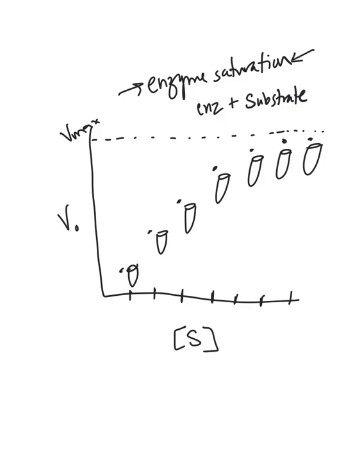So that's how you get to see initial velocity gets higher and higher the more substrate you start with. And if you provide so much substrate that it's a lot for that enzyme, maybe the initial velocity will be Vmax.